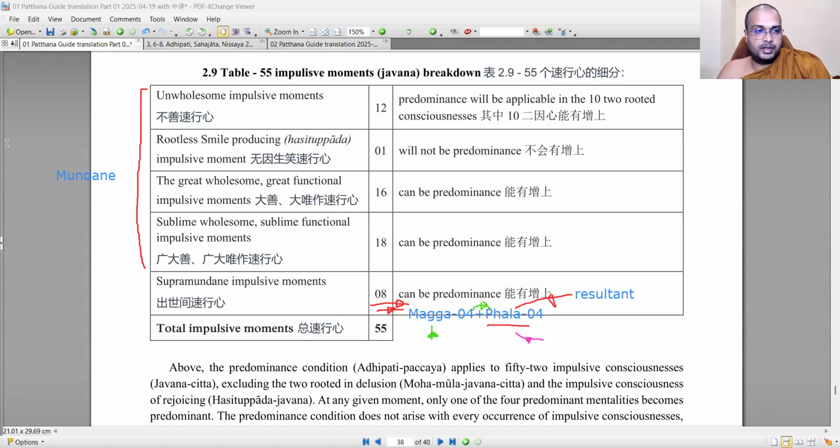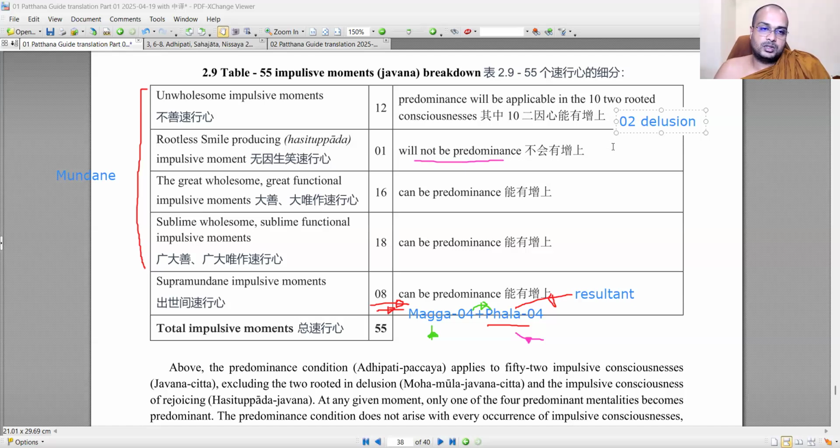Right. So I mentioned, when I was explaining the rootless consciousness, that it will not be predominant, and the two delusion-rooted consciousness do not have this predominant condition. The reason I said that is that the delusion-rooted consciousness has only one root, and the rootless mind-producing consciousness has no roots. In addition to that, there is another reason the predominance condition is not applicable here. For these three types, the two delusion-rooted and the rootless mind-producing consciousness, there is no preliminary effort, right?